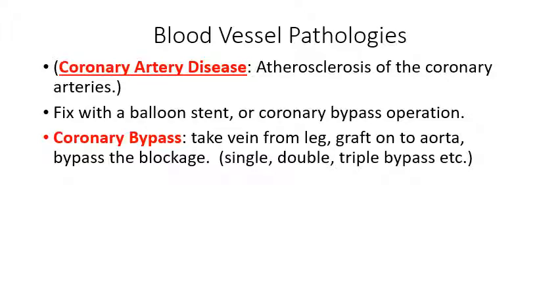So coronary artery disease is where you have atherosclerosis of the coronary arteries specifically. You fix it with a balloon stent, or you do something called a coronary bypass. A coronary bypass is where, rather than trying to unblock the artery or to widen the artery, you probably do that as well, but you also take a vein from a leg and then graft it onto the heart, graft it onto the coronary artery, and go around the occluded area. Right? So if you do that once, it's a single bypass. If you do it with two veins, it's a double, a triple, and so on.